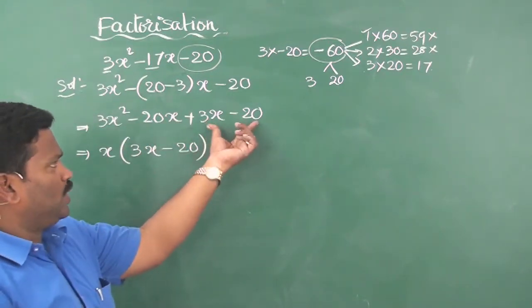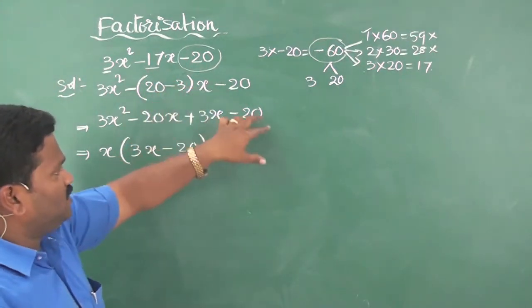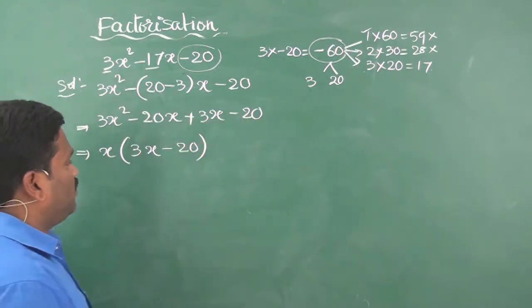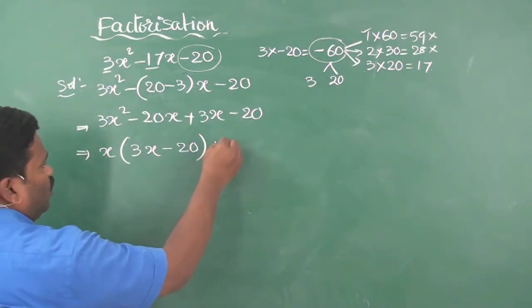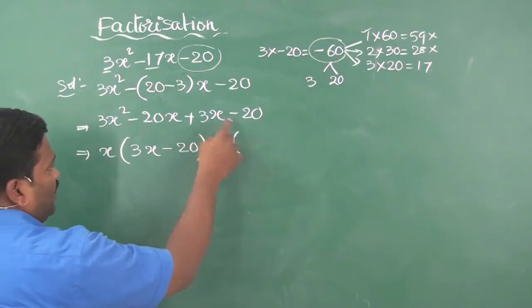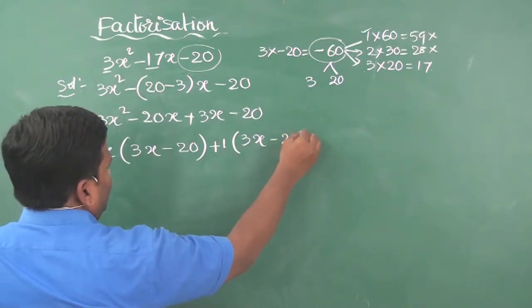Now, in these two terms, what can you take common? We can't take even numericals and literals. The GCD of 3 and 20 is 1. Therefore, we can take only one common. Since we took 1 as common, we have 3x minus 20.